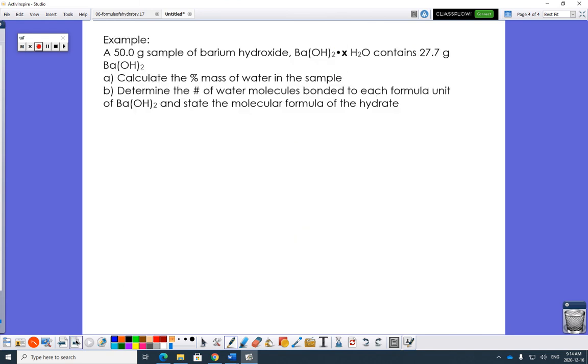Okay, so we can basically do an example because really all this math we've already done before, okay? So we are going to find the percent mass of water in the sample, and we are going to determine the number of water molecules, or we're going to find X. Similar to empirical formula yesterday, make sure you don't do the chart, do all the work, and then forget to write, therefore the formula is, okay?